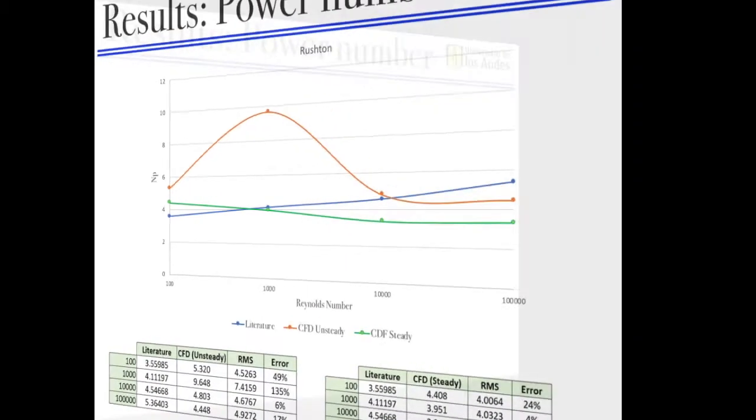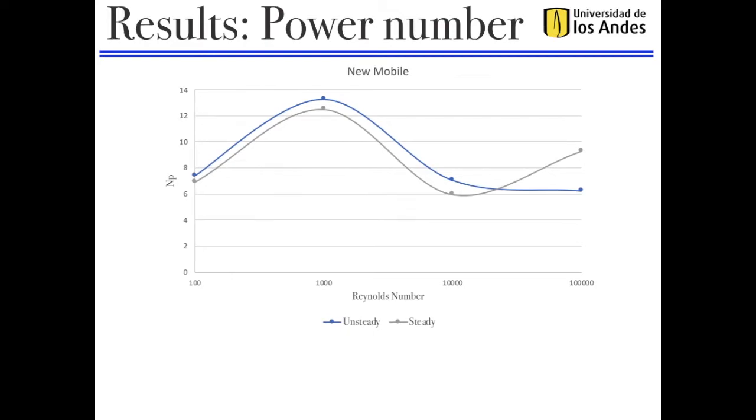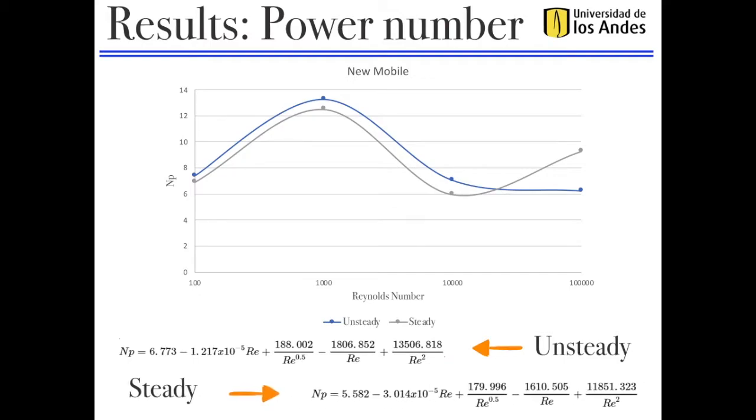On the other hand, a regression was performed to determine the two equations that allow representing the NP curve for the results obtained with the new mobile in steady and unsteady state. As can be seen in the equations, the behavior of the two curves is similar, since the coefficients obtained are within the same order of magnitude. However, the results are not completely stabilized, so it's not possible to evidence a stable behavior for the power number.